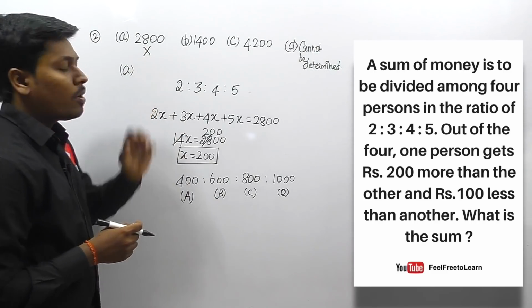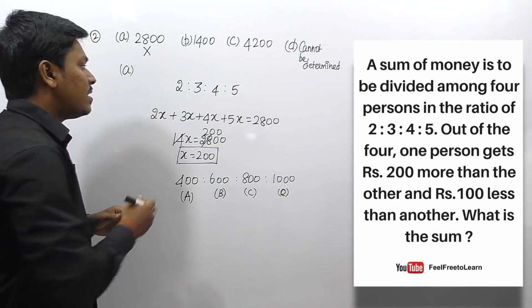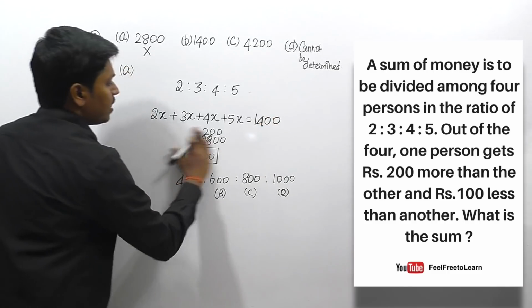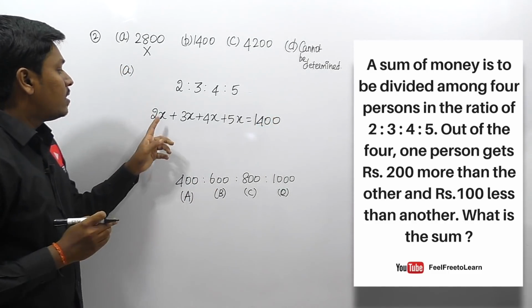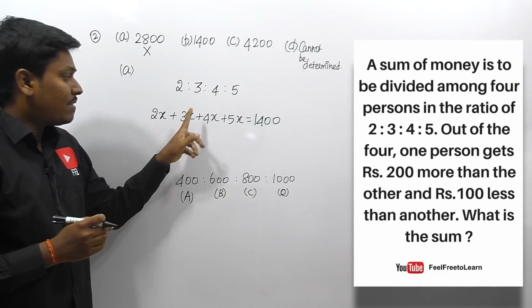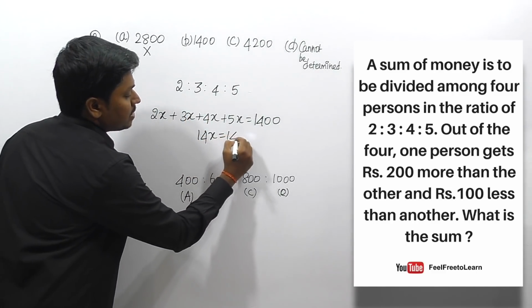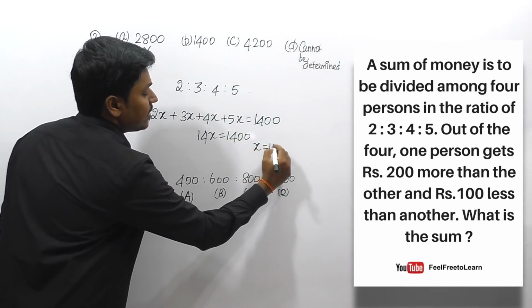So let me move on to option B, that is 1400. So we should say the total sum will be 1400, right? So when we assume this is 1400, we can say that 2 plus 3, then 5 plus 4 will be 9, 9 plus 5 will be 14. So 14x will be 1400. So finally we got x is equal to 100.